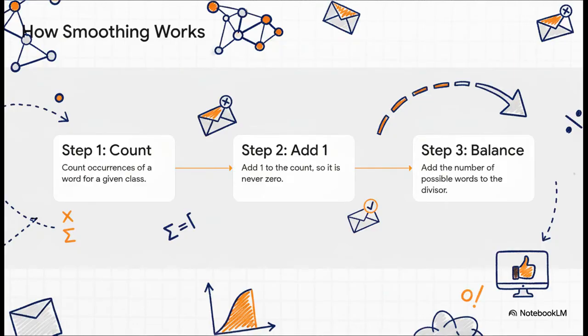And here's how simple it is. Really just 3 steps. First, you count up a word's appearances like you normally would. Then you just add one to that count. That's our little virtual sighting. And finally, to keep all the math fair and balanced, you add the total number of unique words to the number on the bottom of the fraction. It's a simple trick, but it's so powerful.